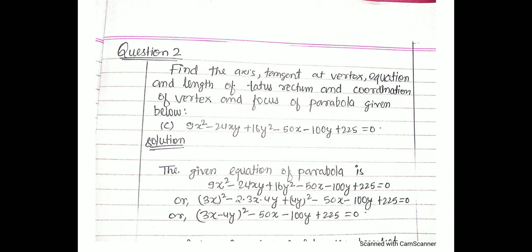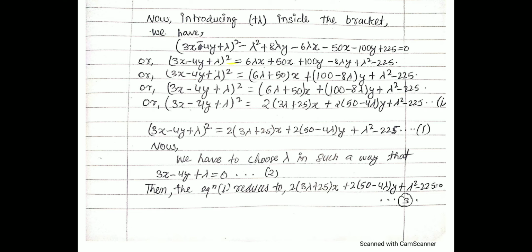So for that we can write (3x) whole square minus 2 times 3x into 4y plus (4y) whole square minus 50x minus 100y plus 25 is equal to 0. So we reach the place where we want to, that is (3x minus 4y) whole square, which is a perfect square, minus 50x minus 100y plus 25 is equal to 0. For further solution we have to introduce a term lambda inside the bracket.